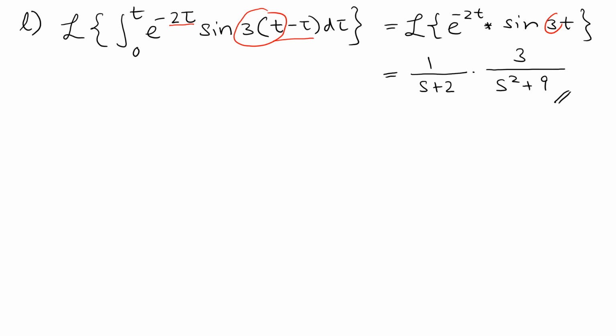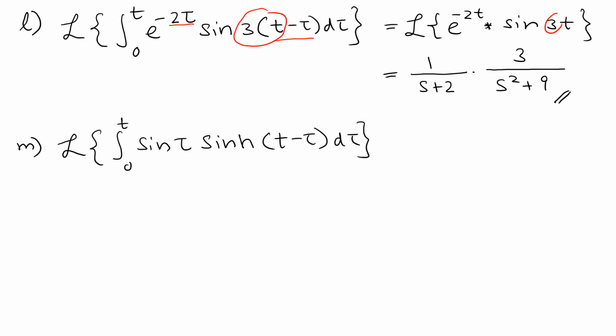Let's look at the last one. We have sine tau and sinh of t minus tau, so we have a hyperbolic function here. One has a tau, the other has a t minus tau. That's in the right format. So this is directly equal to the Laplace transform of the first function, sine t, times the Laplace transform of the second one, sinh t.